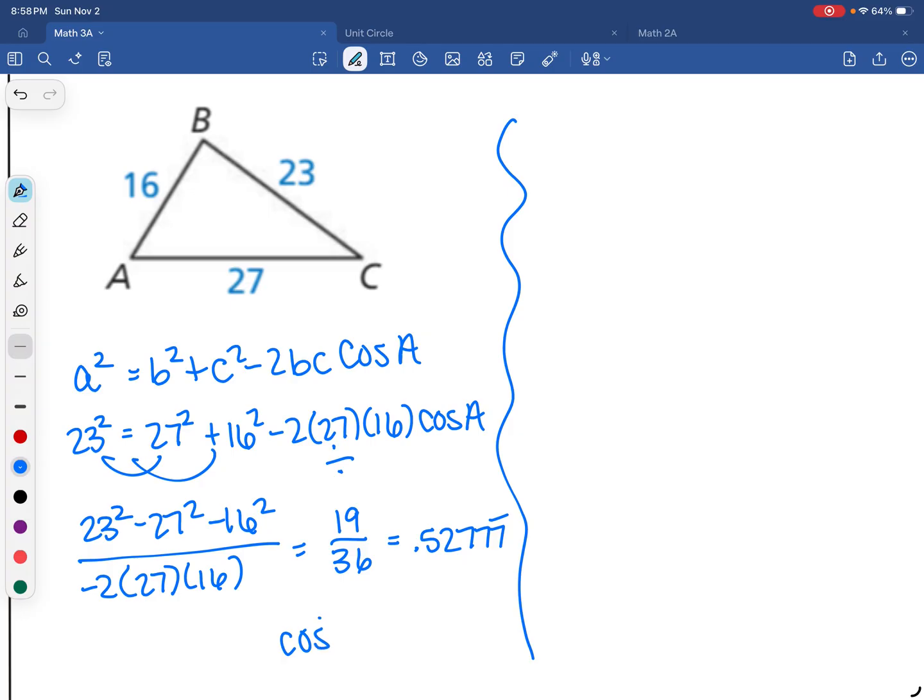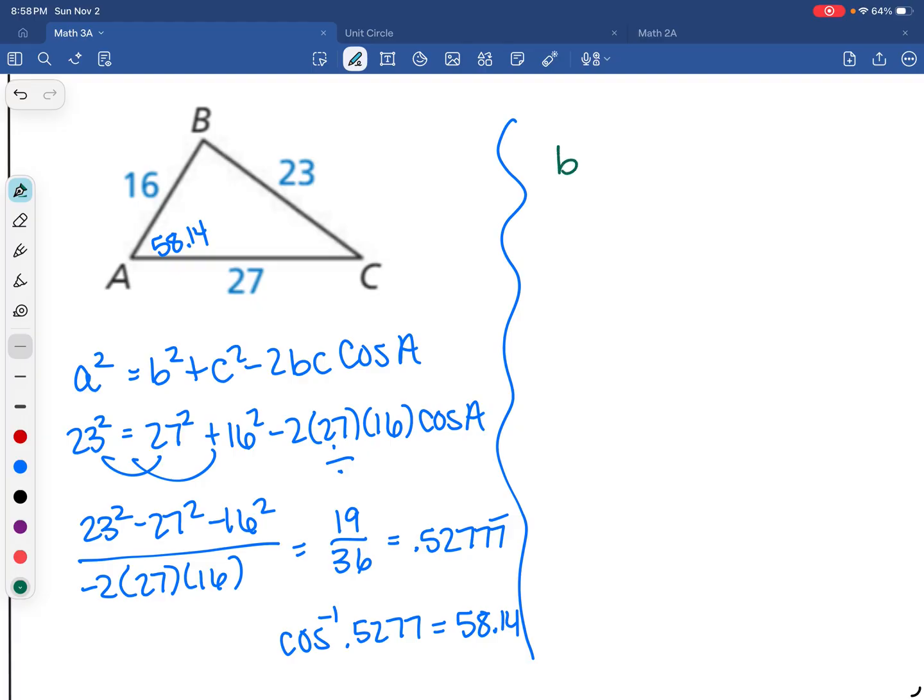So now we're going to have cosine -1 of 0.5277 repeated, and that tells us that our angle is 58.14. Okay, and the angle that we just found was A. So A is 58.14. Now we need to find a second one, and it doesn't matter. You can solve for B or C. Let's just solve for B, since why not? We'll just go alphabetical order here.